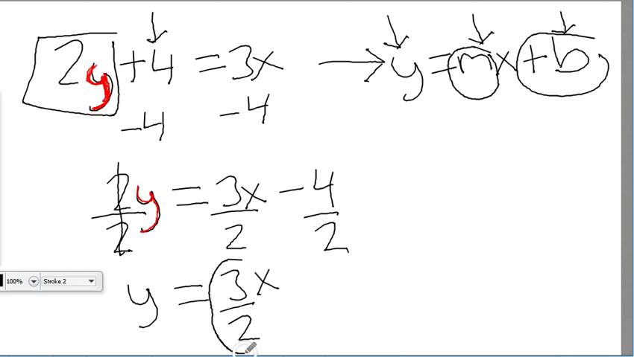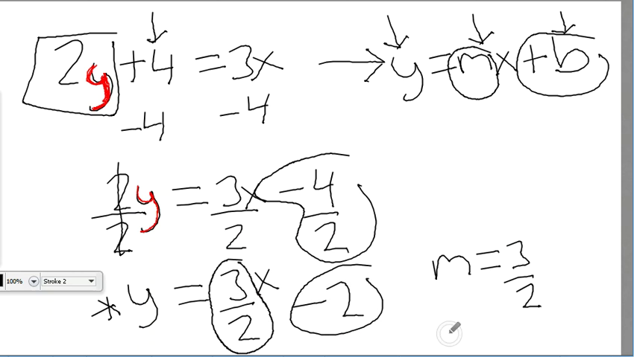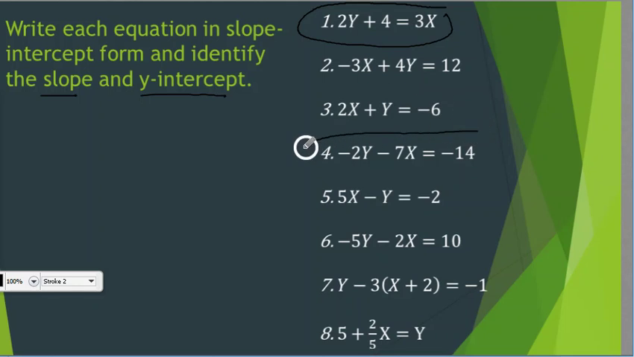We want to leave this as a fraction because that's our slope. And then negative 4 divided by 2 gives us negative 2. So this line has a slope of 3 over 2. That's the fraction in front of the x, the coefficient of the x. Our y-intercept is negative 2. So this line is going to cross the y-axis at negative 2, and it has a slope of 3 over 2. The next one we're going to do together is number 4.